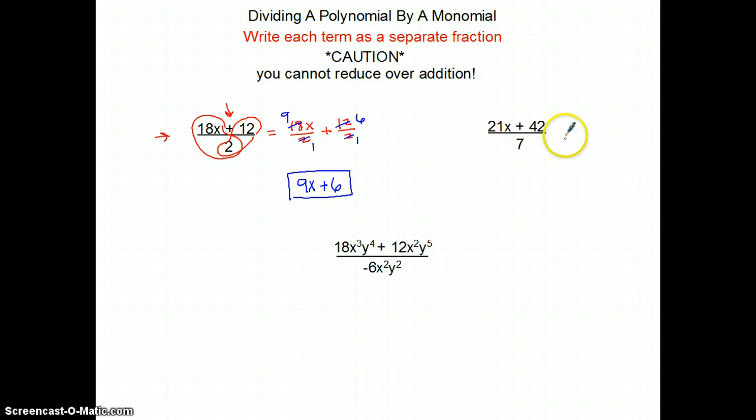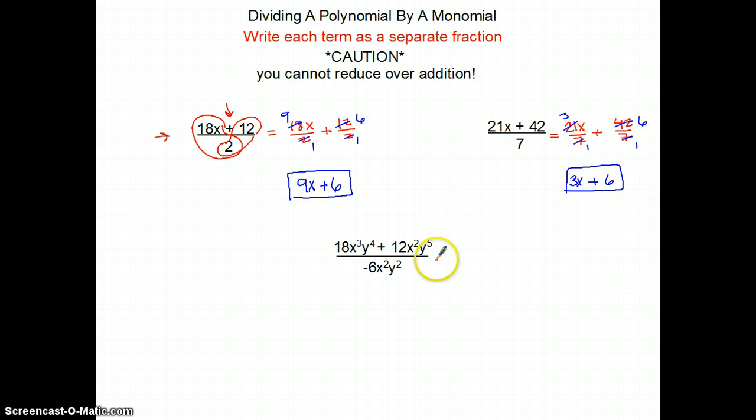To the right, I'm going to repeat this same process. First, I rewrite my two separate fractions, 21x over 7 plus a positive 42 over 7. Reducing the first fraction, since there is no addition or subtraction inside the fraction, 21 becomes a 3, 7 becomes a 1. So I end up with 3x plus, from the right, 42 reduces to a 6, 7 reduces to a 1. So I end up with 3x plus 6.